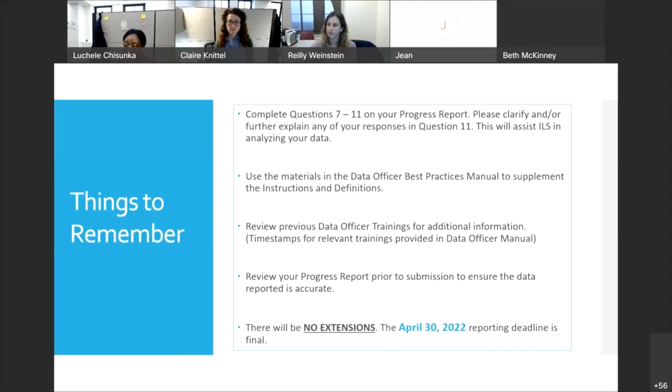And lastly, there will be no extensions to this progress report. The April 30th, 2022 reporting deadline is final. The reason for this, we've spoken about it previously, is that we have a very, very small window to analyze all of your data and write a report that we submit to the Division of Budget at the end of May. So we have 1 month to take all of the statewide reports, analyze the data, and then create a report of our own to submit to the Division of Budget.